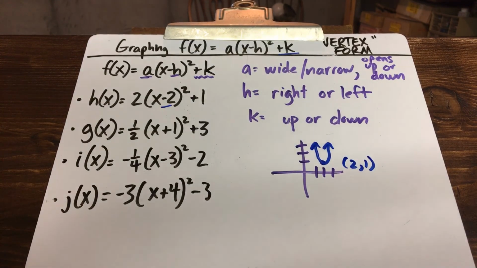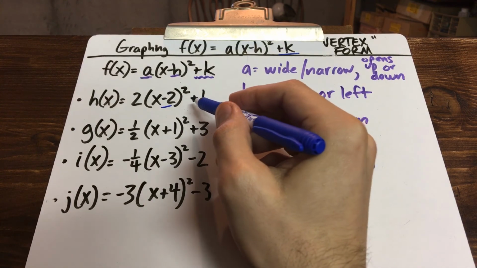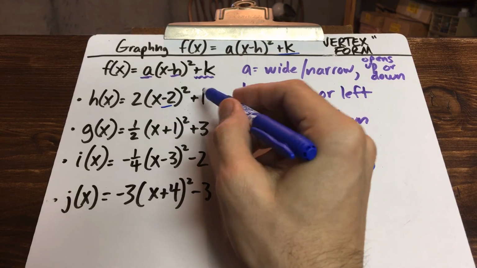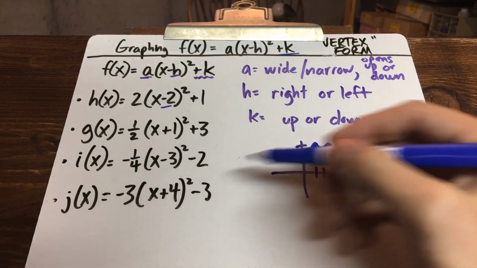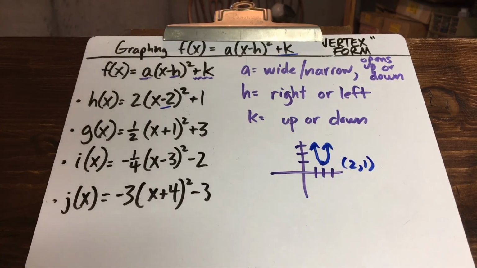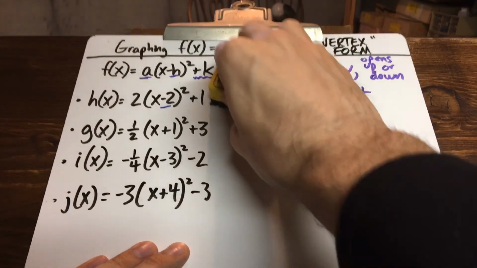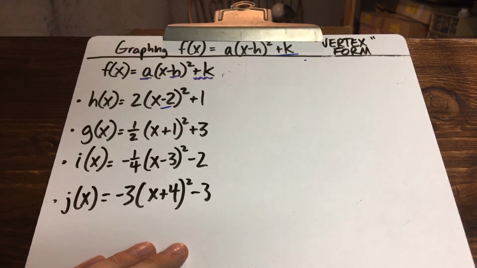Okay? So this last number is going to tell you up or down. And it is very straightforward. It's not going to fool you. It is not the opposite of the way that it looks. +1 means up 1. +3 means up 3. -2 means down 2. And -3 means down 3. So this isn't tricky. This is not out there trying to fool you. This is very straightforward.